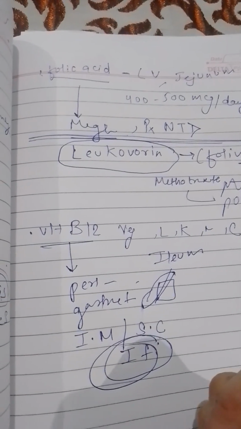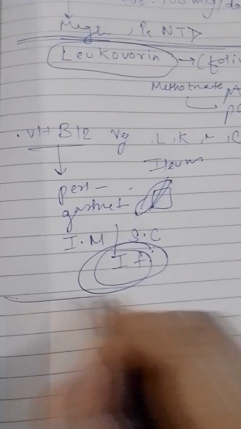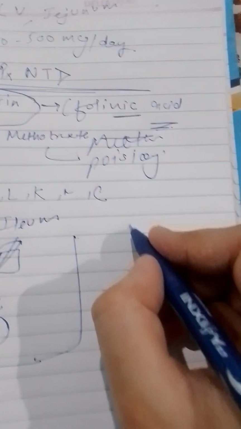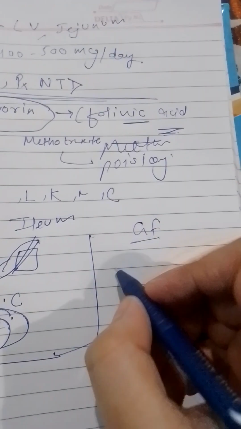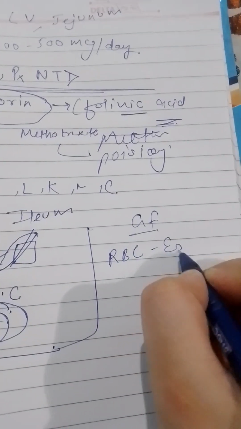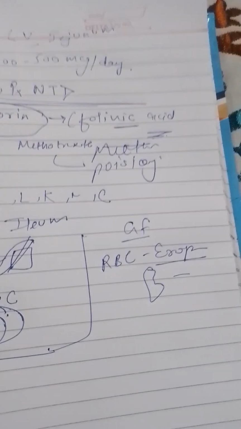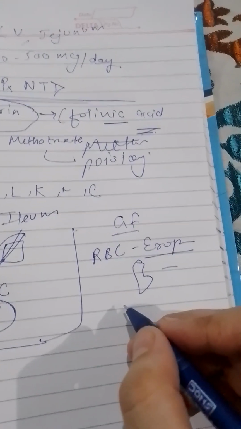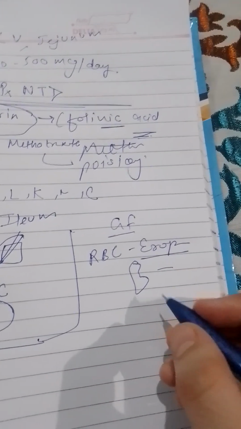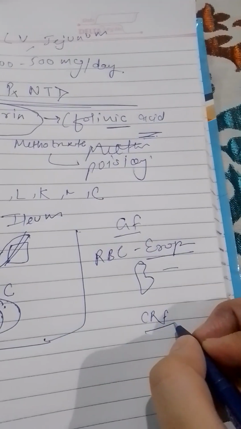Okay, and now let's talk about certain growth factors which are required for the formation of blood. For example, for RBC we require erythropoietin, which is basically secreted by the kidney. So if the patient is having anemia and the patient is having a kidney problem, like chronic renal failure stage, then definitely there will be anemia.